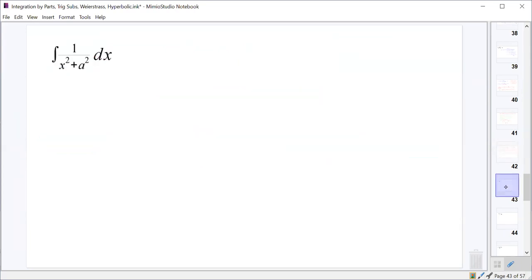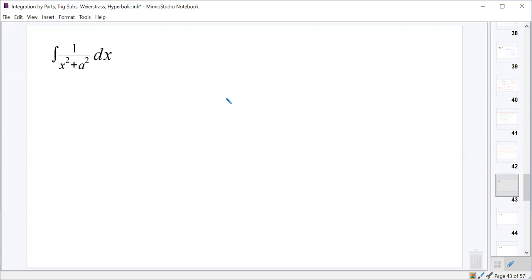One over x squared plus a squared. Once again, this is a rational function, yeah? So the first thing we do when we have a rational function is we say, is this just a special case that we know? No. Nope, I don't think so. Not something we've done before.